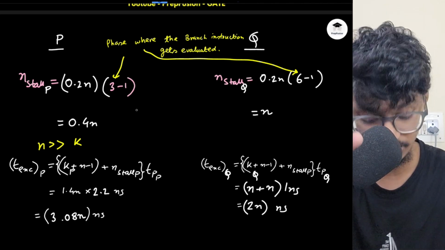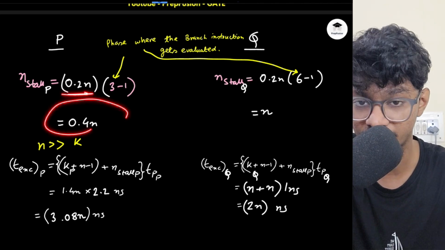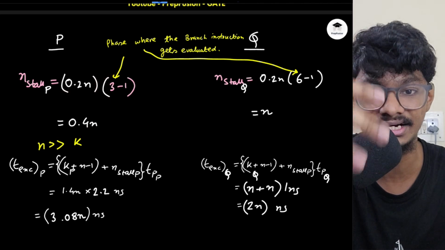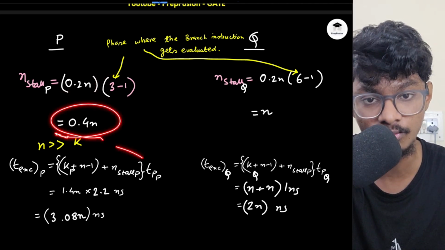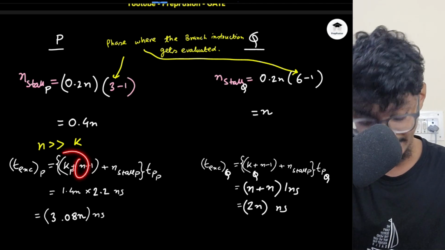And how many extra stall cycles did I need to provide? It is the number of branch instructions multiplied by the extra number of cycles per branch instruction. This is the extra amount of cycles that I needed to provide in addition to the n instructions.